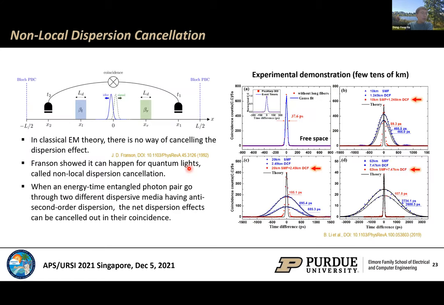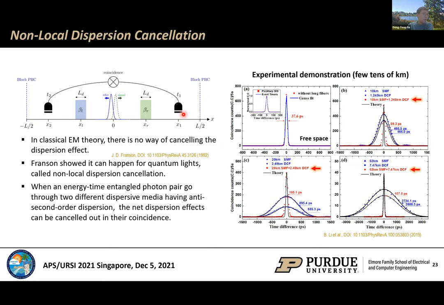Another numerical example that I'd like to show you is non-local dispersion cancellation. In classical theory, there's no way of canceling out the dispersion effect. For example, you can imagine wave propagation inside a dispersive medium, where a wave always gets dispersed. But in the quantum regime, when entangled photons propagate through two different dispersive media, the coincidence peak between these photodetections can be kept to be that of free space propagation, as if there's no medium.